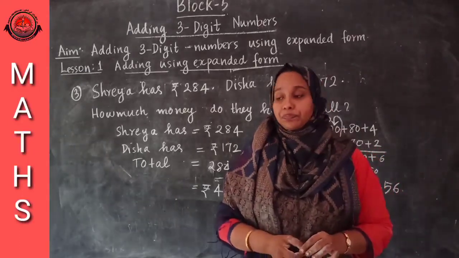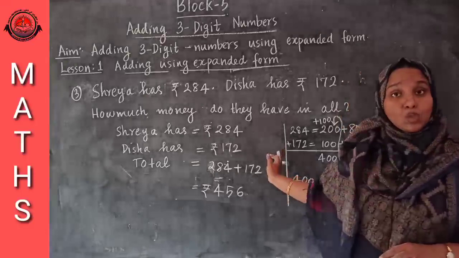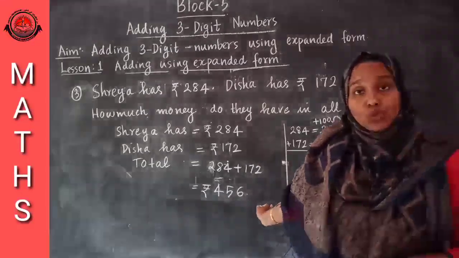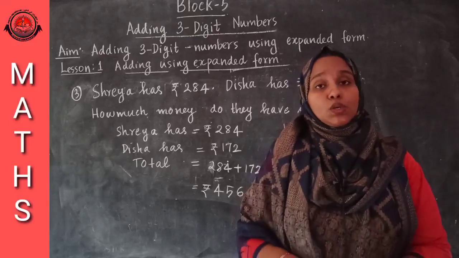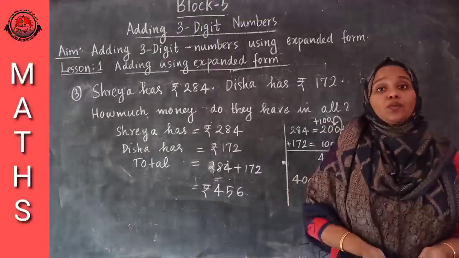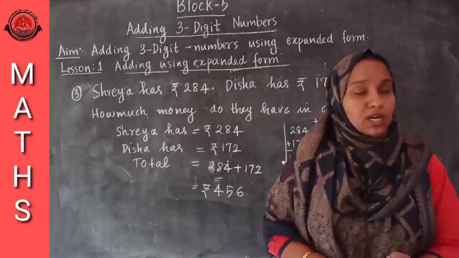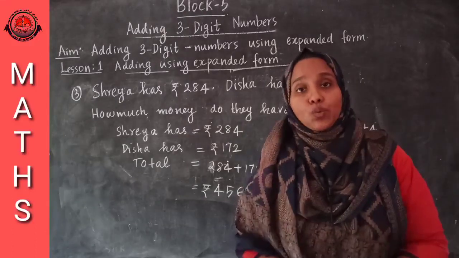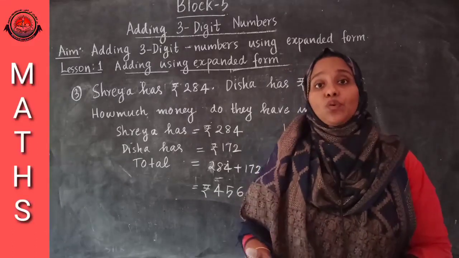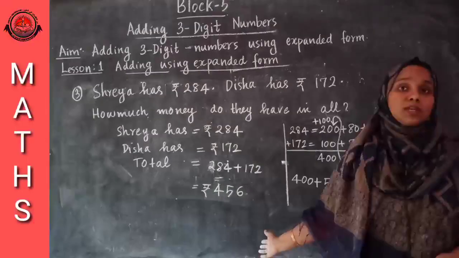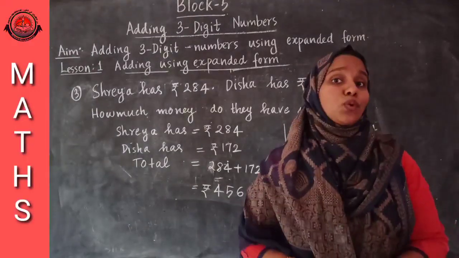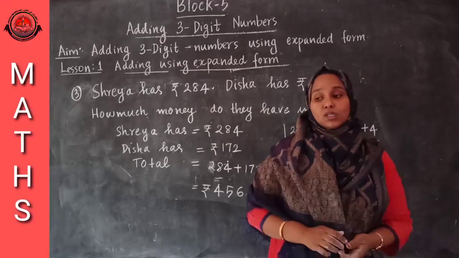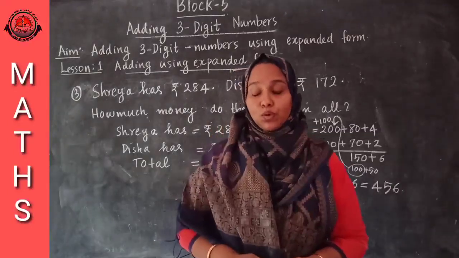Okay. You should study and learn the expanded form, but whichever method is easy for you, that you can follow. Which way is faster, which is simpler, that you can follow. Some of you find the expanded form easy, so you can follow this method. But usually we are following the column method. So we can discuss the workbook now.